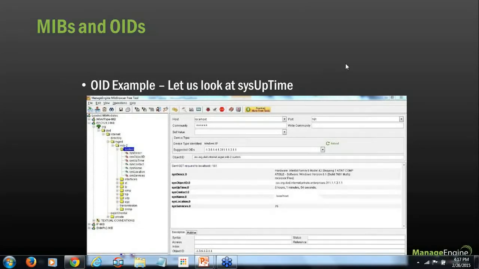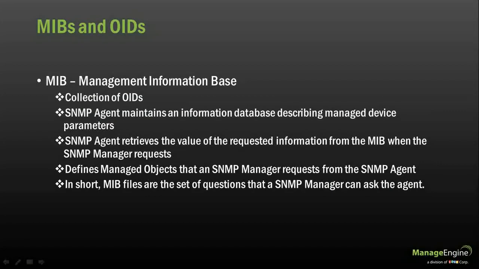Let's take a look at MIBs. MIB, as you all know by now, stands for Management Information Base. It is a collection of OIDs. The SNMP agent on managed device maintains an information database describing the managed device parameters. Examples of such parameters are CPU, memory, disk, process, interface, statistics, and so on.